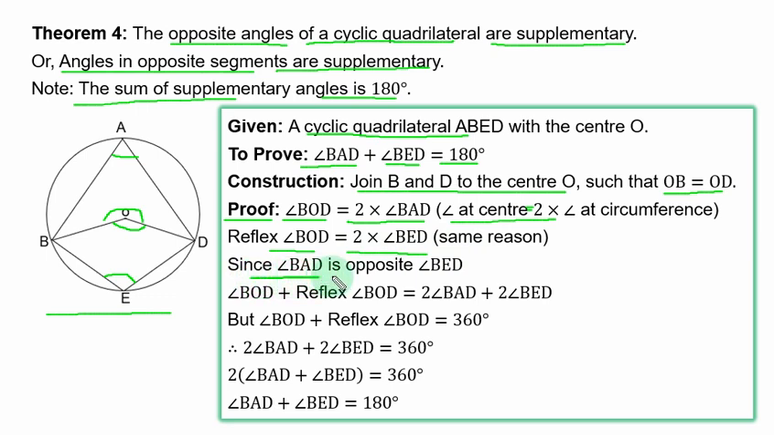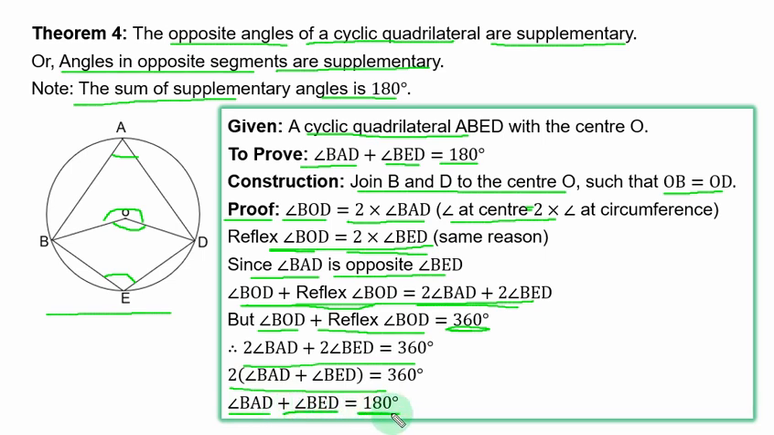Since angle BAD is opposite angle BED, we can decide to add both sides of these two equations. When you add, you have it in this form. And you should note that the sum of the obtuse angle and the reflex angle is equal to 360 degrees. So you replace this side with 360 degrees and equate it to what you have here, and this is the result. So from here you can factor out 2 in this form, and when you divide both sides by 2, you have angle BAD plus angle BED is equal to 180 degrees as required.